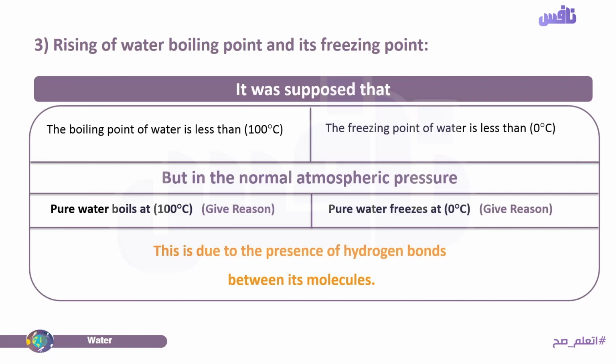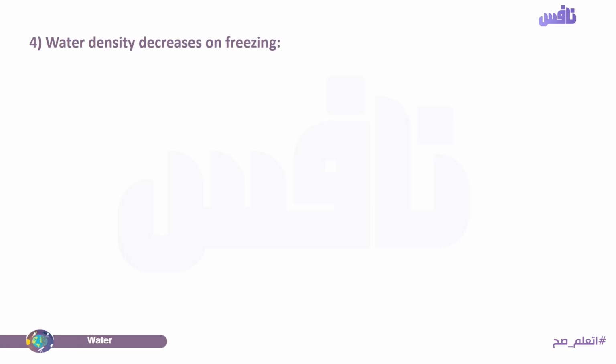Why? This is due to the presence of hydrogen bonds between its molecules. عشان وجود الرابطة الهيدروجينية دي ما بين الجزيئات وبعضها. The fourth property of water. The water density decreases on freezing. ليه عندي الدنسيتي بتاعة الوتر بيحصل لها decrease لما بتحصل عملية الفريزنج أو التجميد.